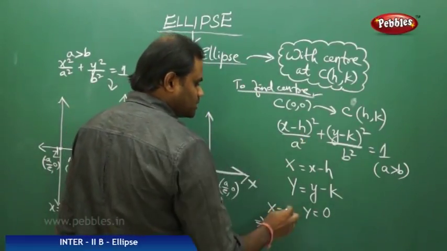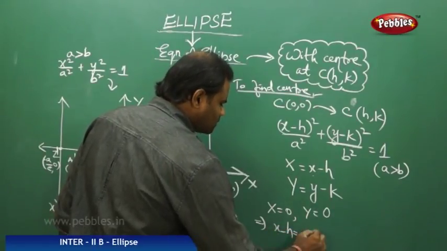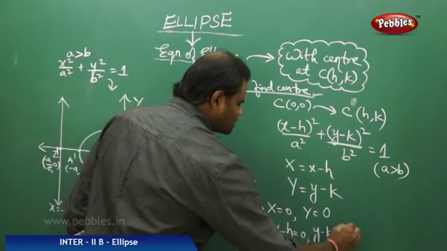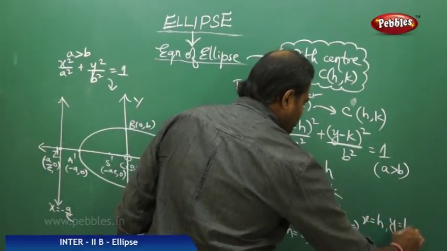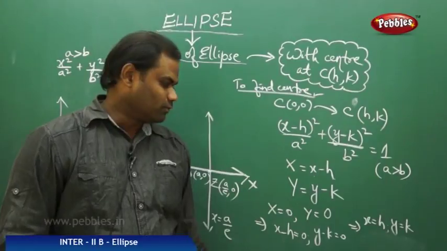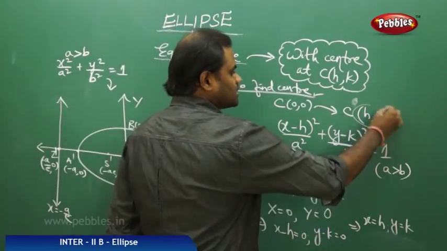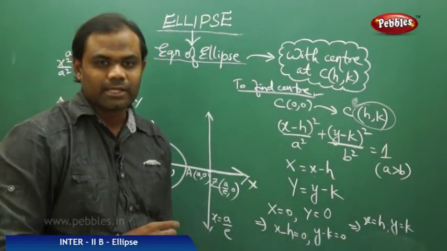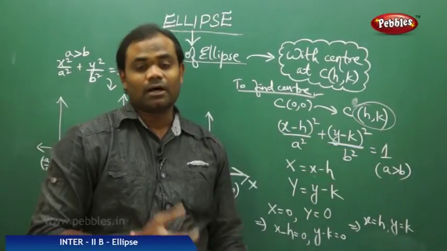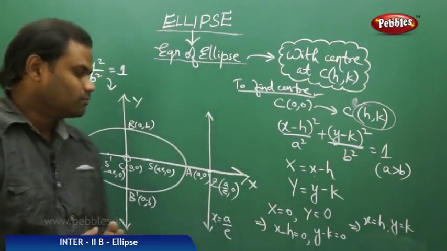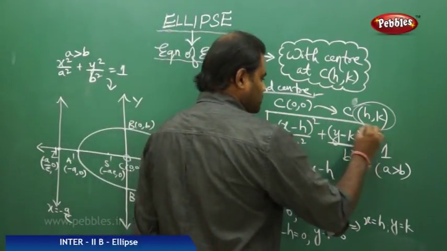Therefore I get capital X, which is x minus h, equals 0 and y minus k equals 0. That implies x is h and y is k. Therefore, with x equal to h and y equal to k, I get my center as (h, k). That is, the new center for the transformed equation is (h, k). This is how we find the center, with center being (h, k) for this equation.